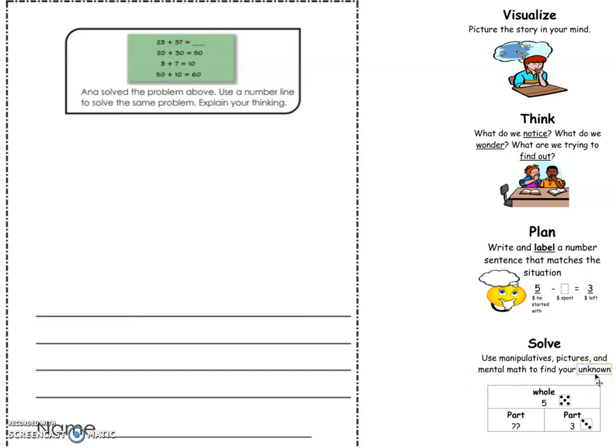So let's go ahead and start reading our problem and figure out what they're looking for here. You're going to think about it in your head. Anna solved the problem above. So look at the problem. She has 23 plus 37 equals blank. So here's our unknown. And she chose to break it down into tens and ones and then add it up that way. Interesting. So they want us to use a number line to solve this same problem. Explain your thinking. So we have our plan. We know the number sentence, but they want us to solve it using a different strategy. So we're going to use the number line.